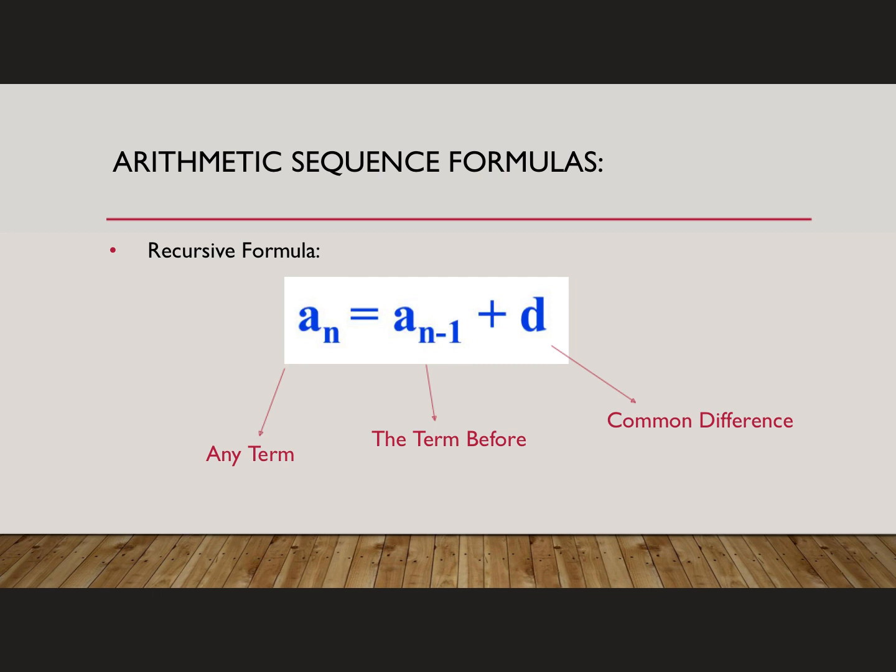Okay, there's also a recursive formula. Basically, it just says that if you try to find any term, a sub n, look at the term before it, a sub n minus 1. So I'd look for the fifth term, I'd look at the fourth one, and then I would just add the common difference. It's called the recursive formula. It's something you do over and over again.